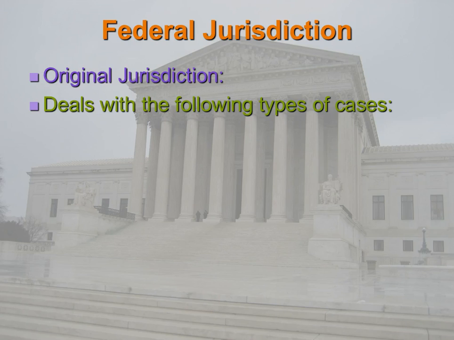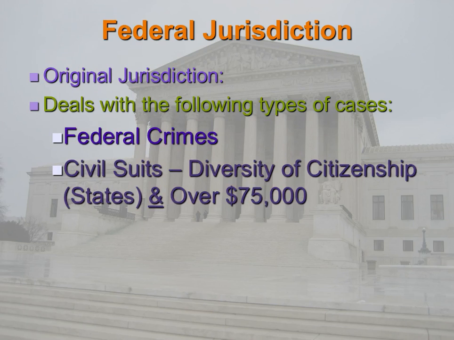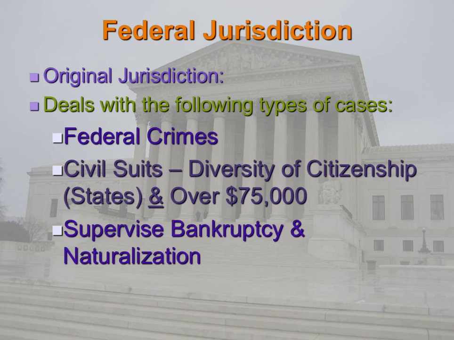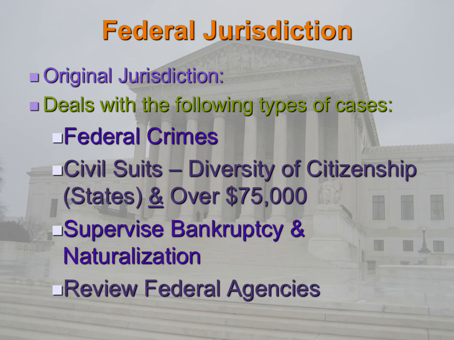When it comes to federal jurisdiction or the national court jurisdiction, federal courts have original jurisdiction in the following cases: anytime you commit a federal crime, anytime you have a civil suit where there is what is known as diversity of citizenship, meaning people are from two different states, and the value of the suit is over $75,000, you could sue in federal court if you wanted to. Anytime you are dealing with bankruptcy or naturalization, that is the process of becoming a citizen, that is a federal court issue. When we're talking about federal agencies, that is a federal court issue.